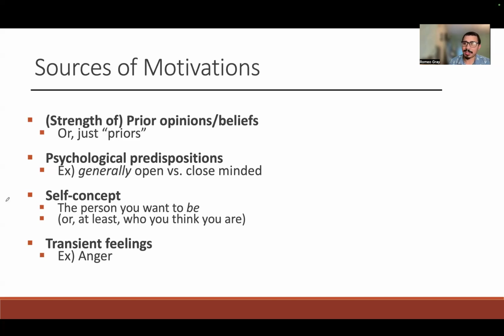Another source of motivations are transient feelings, like, for example, anger. Your anger might motivate you to go out and find information that paints your enemies in a bad light. Anger, and we'll talk about emotions probably in the later half of this video, but maybe in other weeks as well, is an approach emotion, meaning that it exists to make you want to go out and accomplish something, maybe punish someone. So it's a highly motivational emotion.